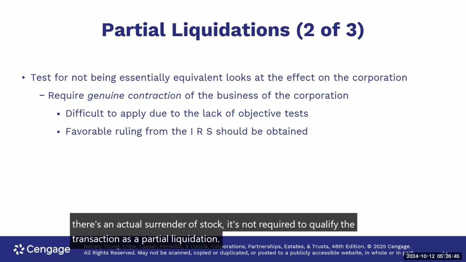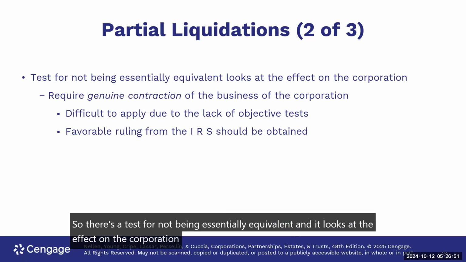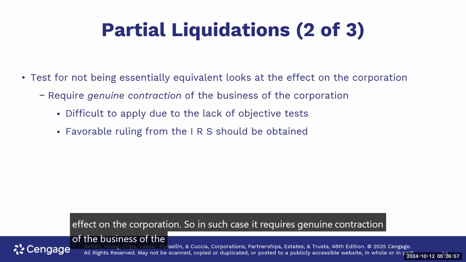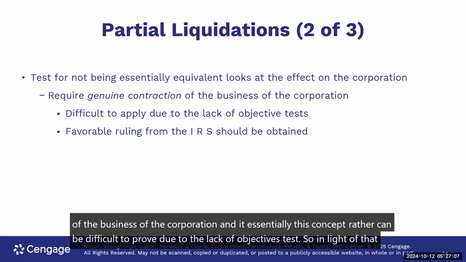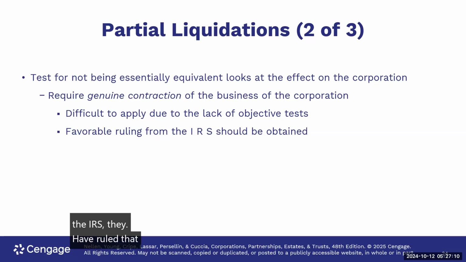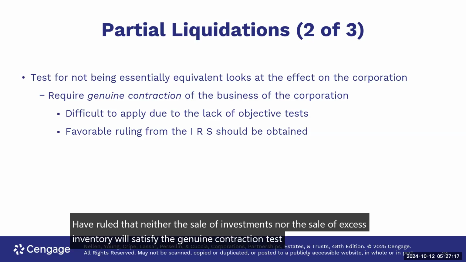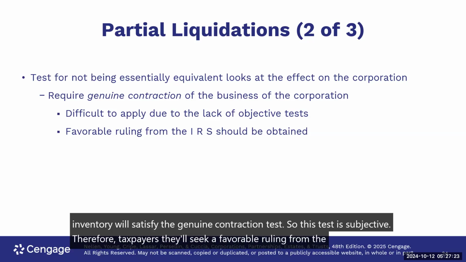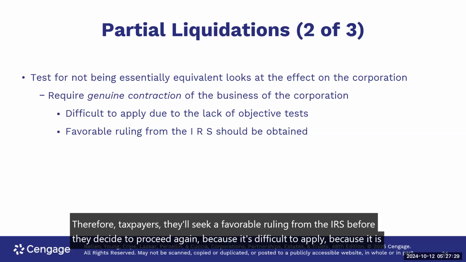There's a test for not being essentially equivalent, and it looks at the effect on the corporation. It requires a genuine contraction of the business of the corporation. This concept can be difficult to prove due to the lack of objective tests. In light of that, the IRS has ruled that neither the sale of investments nor the sale of excess inventory will satisfy the genuine contraction test. So this test is subjective. Therefore, taxpayers will seek a favorable ruling from the IRS before they decide to proceed, again because it is difficult to apply, being subjective rather than objective.